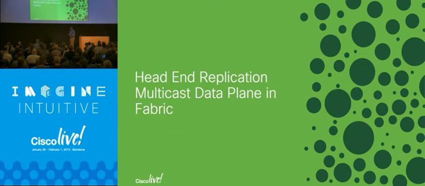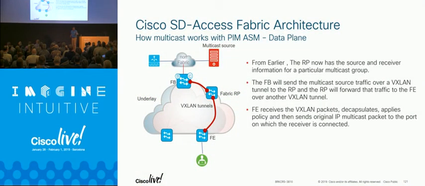From the data plane, we have two options, and we're going to talk about both. First is head-end replication. Okay? What this means is, let's say we used PIM ASM, and your sources are registered to the RP, your receivers are also registered to the RP. Now you have the entire information at the RP. So there is a VXLAN tunnel that gets created from the fabric border to the fabric RP, and your multicast source data is being sent to the RP. The RP will decap it, create another VXLAN tunnel to the fabric edge node, so that the traffic is actually sent to the multicast receiver.